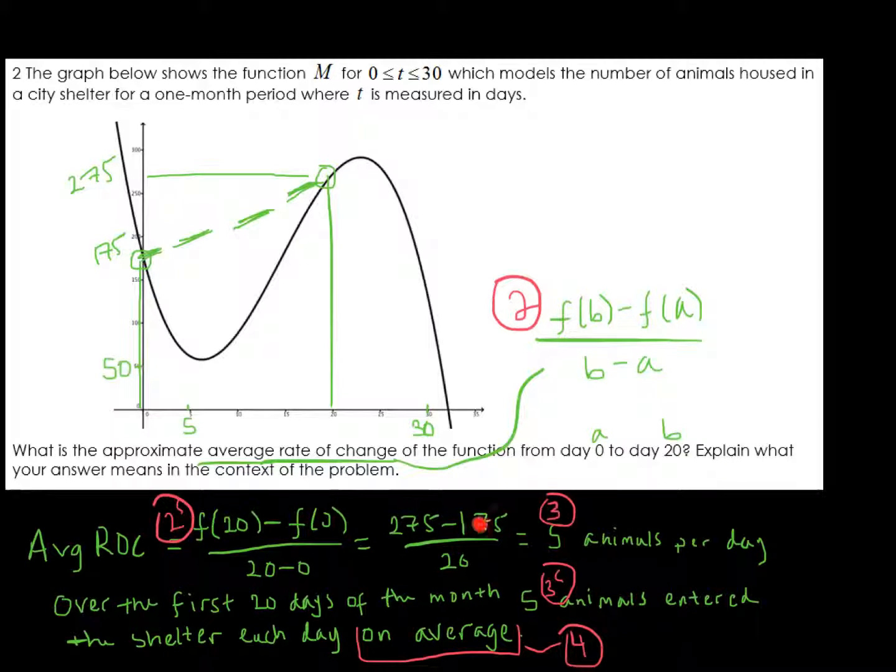Notice that the numerator represents animals, the denominator represents days, so this is going to be animals per day. And this means that over the first 20 days of the month, 5 animals entered the shelter each day on average. Each of these is very important. I need to say that this is each day and that it's on average. You could also say that over the first 20 days of the month, the number of animals in the shelter increased by approximately 5 per day on average. Remember, this is not actually how much it's increasing by per day. This is an average.